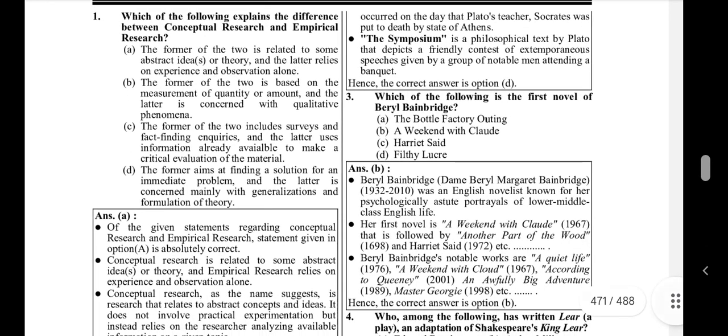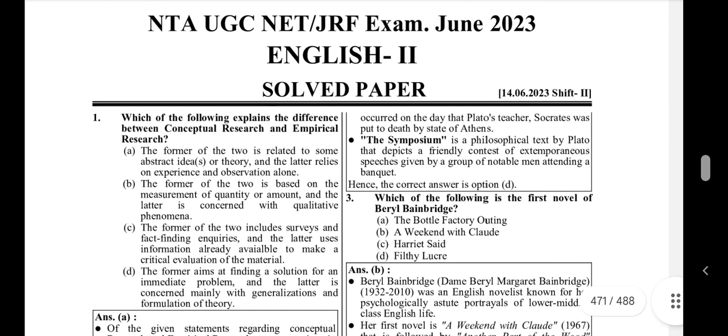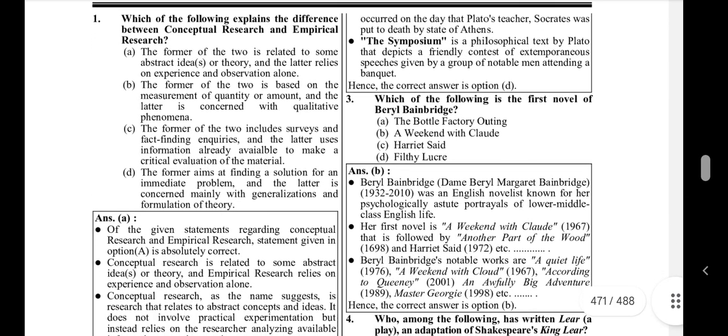Let's start. Which of the following explains the difference between conceptual research and empirical research? Dear viewers, actually we have finished two question papers, that is 2005 and 2006 question paper. Today we are going to continue this June 2023 question paper.